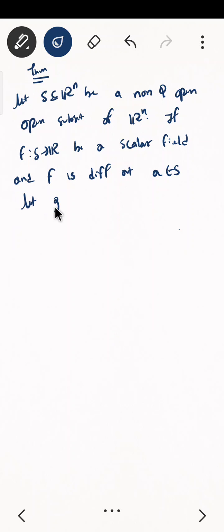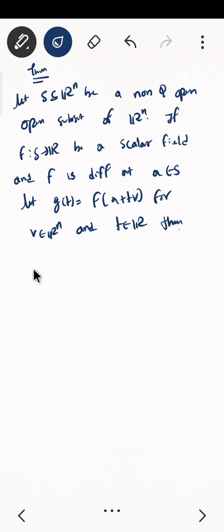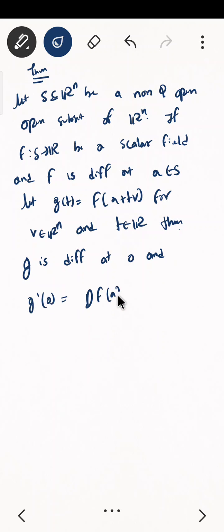let g of t equal f of a plus tv for v belongs to Rn and t belongs to R. Then g is differentiable at 0 and g dash of 0 equals df of a at v.